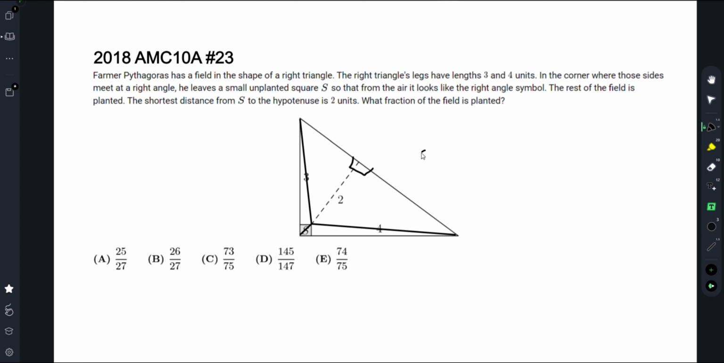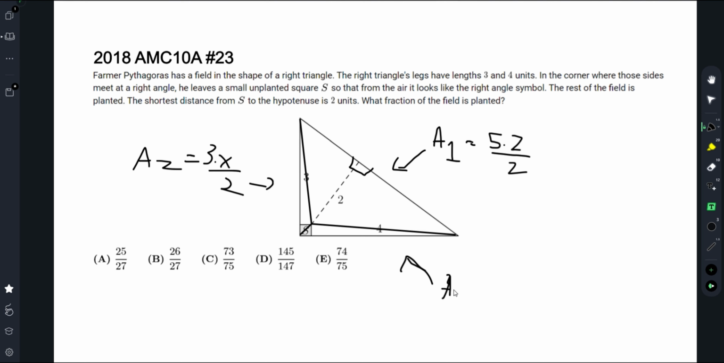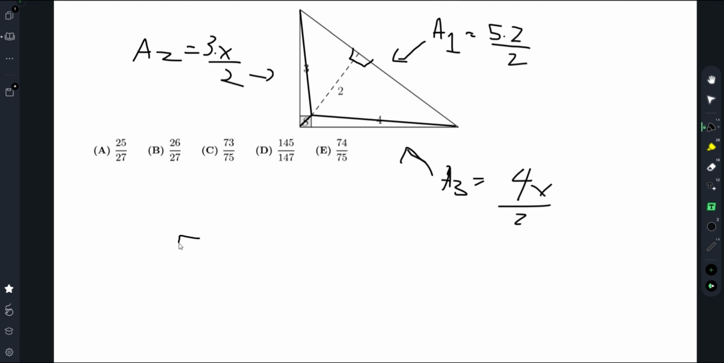So the area of 1 is just 5 times 2 over 2, because the base is 5 and the height is 2. Area 2 is 3 times the height x, over 2. And the height of A3 is the same as A2, but with a different base. So adding these up, we get 5 plus 7x over 2 is equal to the area, which is 6. So 7x is equal to 2. So x is equal to 2 over 7.